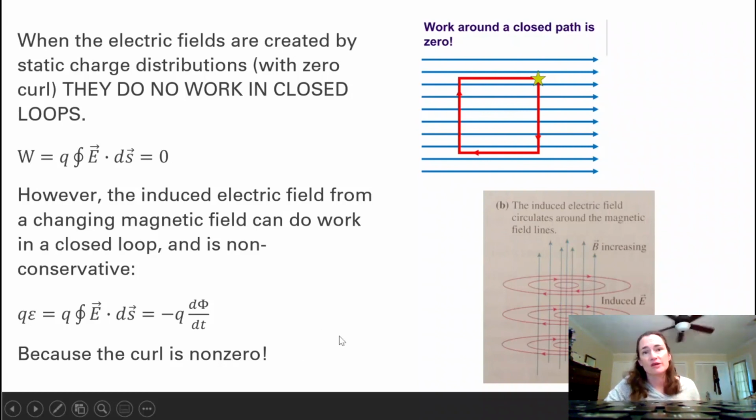And it would do it all because the curl is non-zero. You can see that it's non-conservative, right? Because what's happening here is work is done on that charge, and it's done over that closed path.